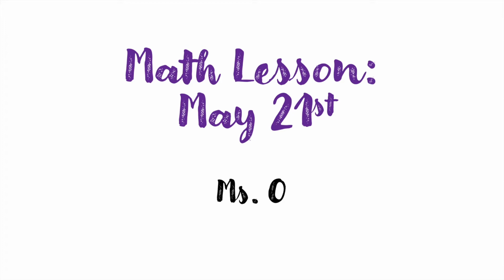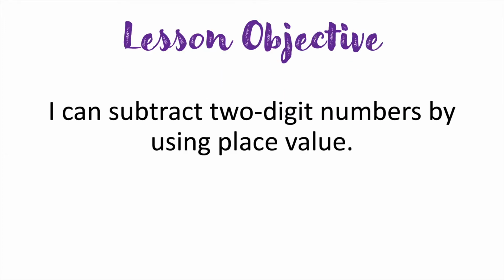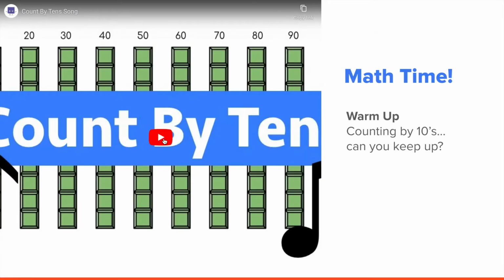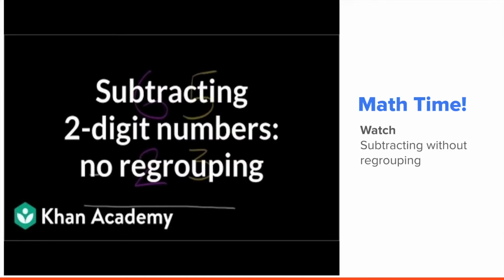We will begin our math lesson. Our lesson objective is I can subtract two-digit numbers by using place value. Let's get started with a quick warm-up, counting by tens.